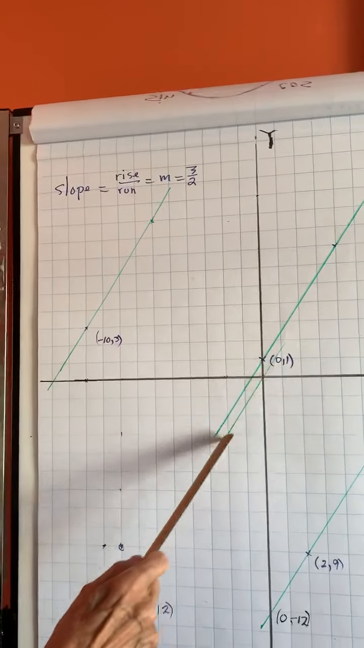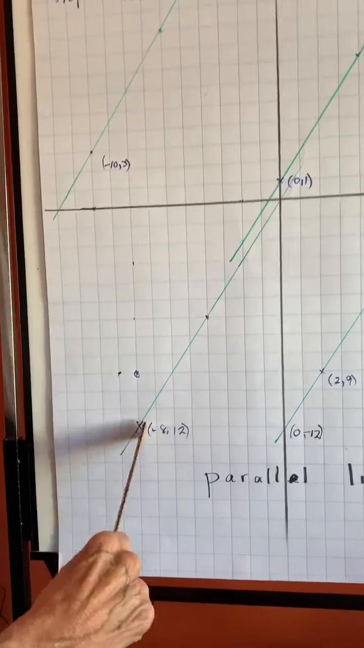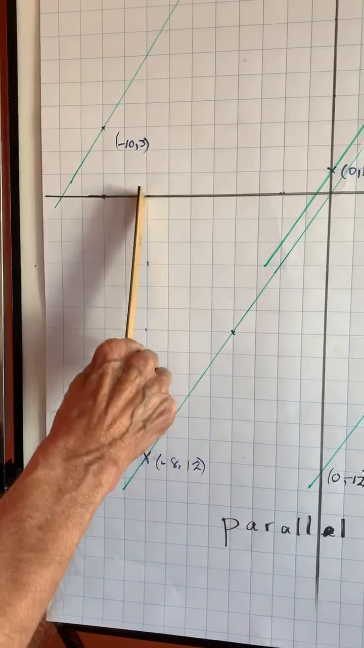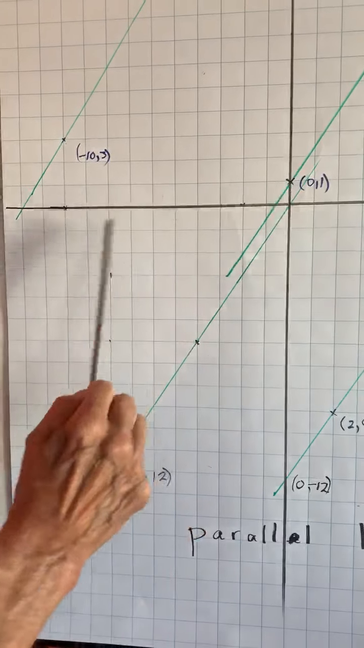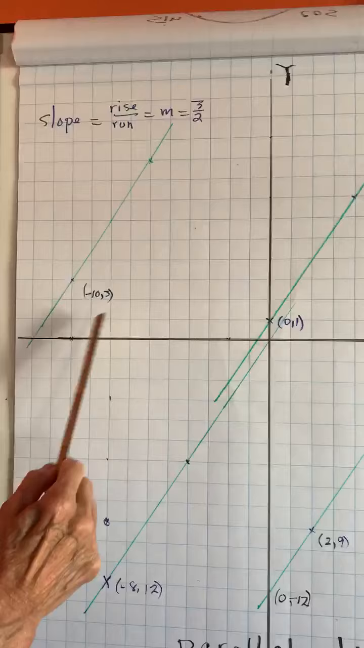Let's go down to this line over here. I started at negative 8, 12. Okay, up 3, up 6, up 9, up 12. 2, 4, 6, 8. 12 over 8 is 3 over 2.